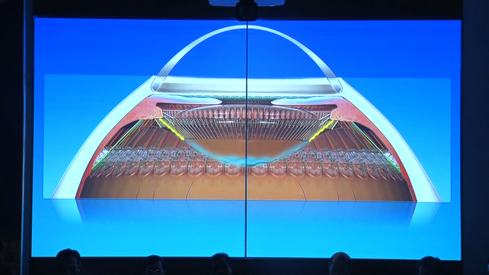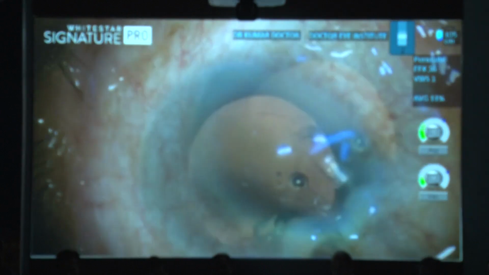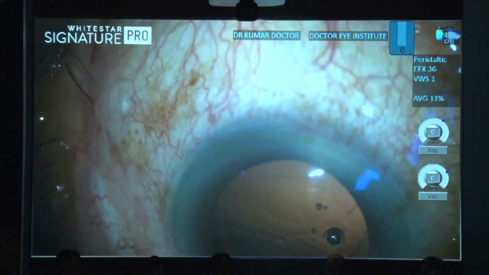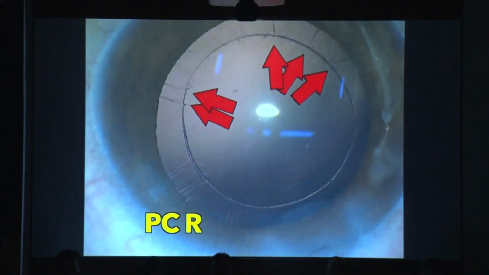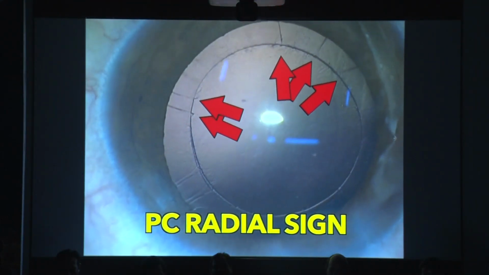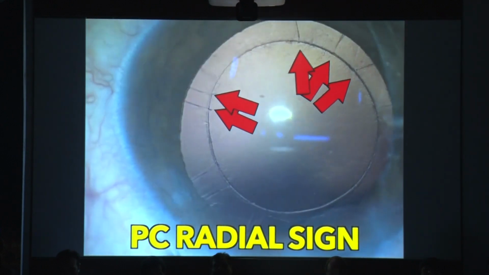What if the posterior zonular limb becomes lax? Then surely the PC will bulge forward and become slack. Once the cortex is out, you may see some fine lines. Please do remember this, all you PC radial sign.